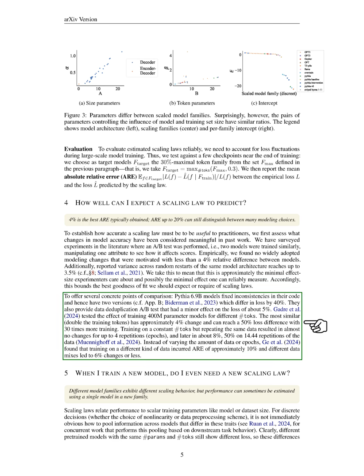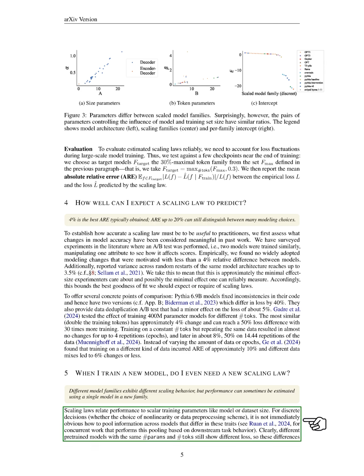Section: When I train a new model, do I even need a new scaling law? In this section, we explore whether we need new scaling laws when training a new model. Scaling laws connect model performance to training parameters like model size or dataset size. When we make discrete choices, such as selecting a nonlinearity or a data preprocessing method, it's not clear how to combine information from different models with these varying traits. We notice that even pre-trained models with the same parameters can show different loss values, indicating that these differences matter.